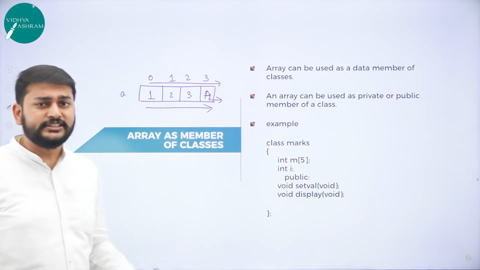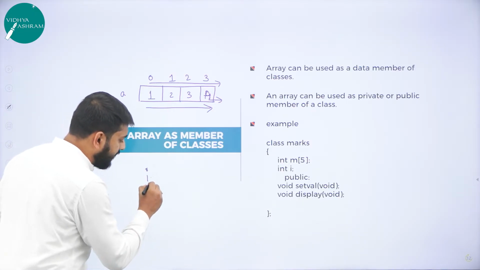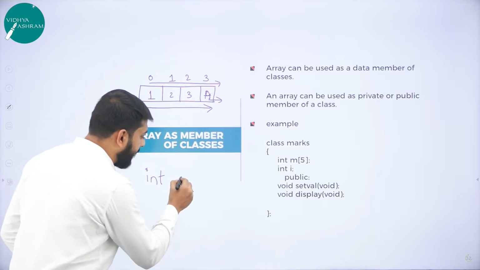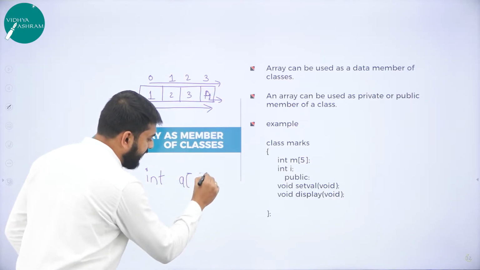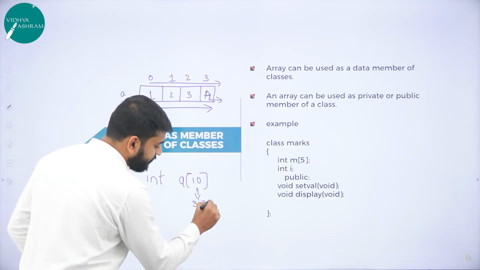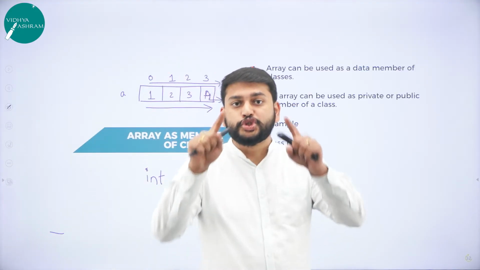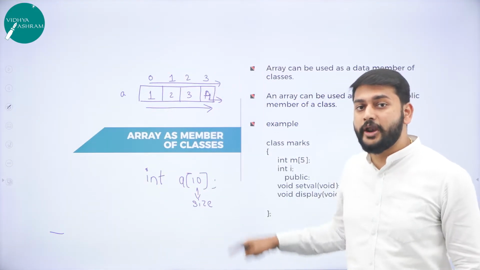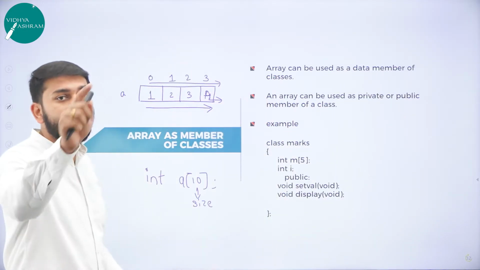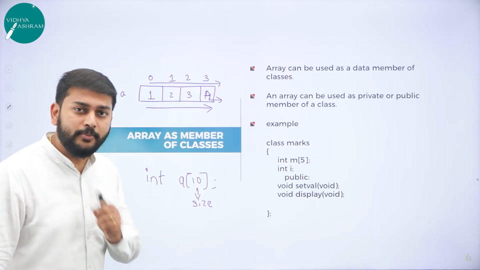Then what is the syntax to create this array? First I should write the data type, and then I should write the name of the array. My name of the array is A here, and I have to write the size inside the square brackets. That is what I will call the size of the array. So this is the basic information that you should have about the array.